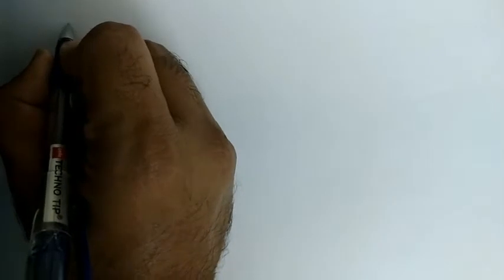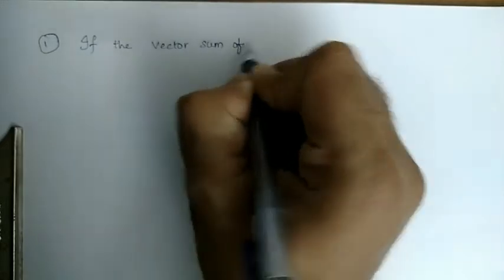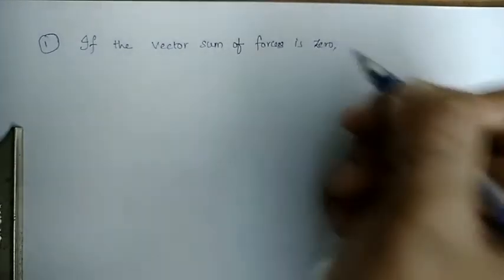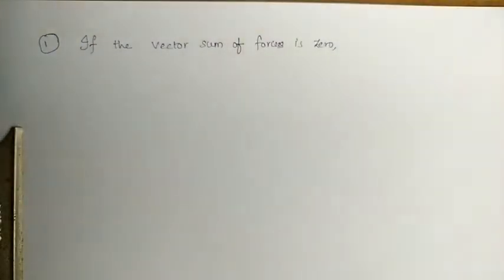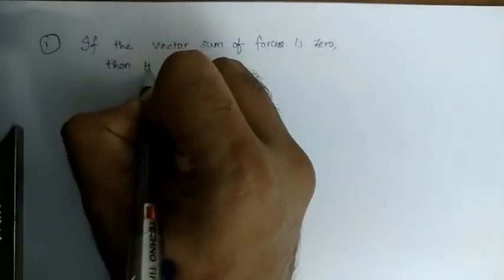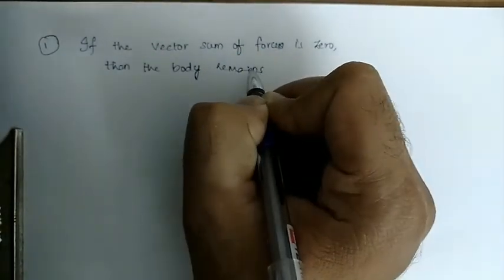So how can I define the first law? I can define the first law this way. If the vector sum of the forces acting on the body is 0, or sometimes we also call it the net force, then the body remains unaccelerated. What is meant by this?